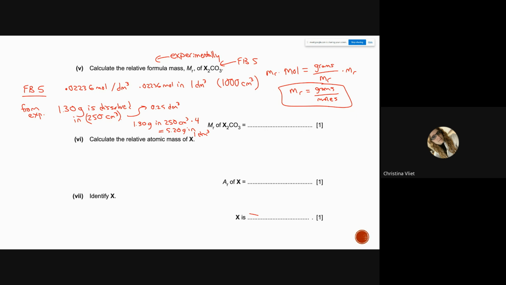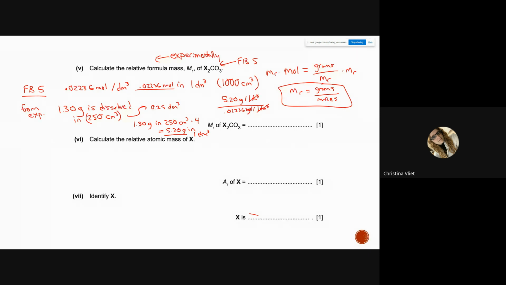Now that I have the volumes matching, 5.20 grams in 1 decimeter cubed, 0.02236 moles in 1 decimeter cubed. Can I now use this formula? Yes, totally. So you would do 5.20 grams per decimeter cubed over 0.02236 moles per decimeter cubed. Because the decimeter cubed is the same on top and bottom, it cancels. This is moles.